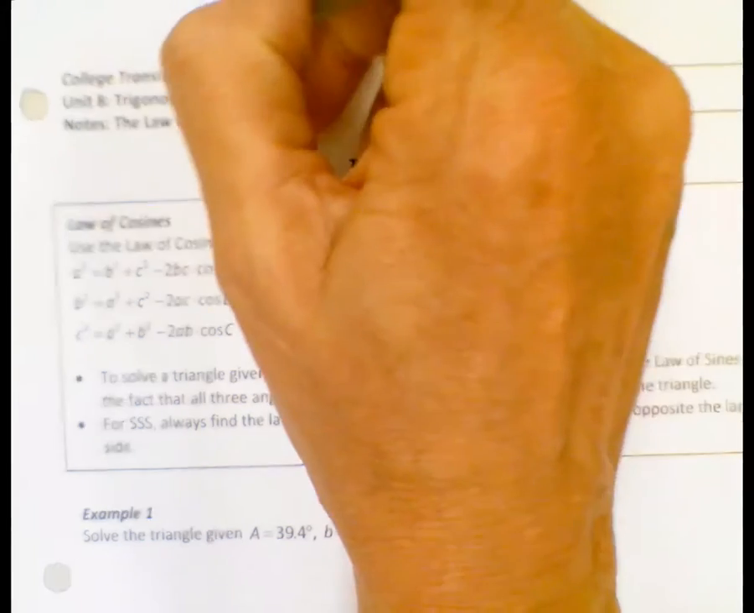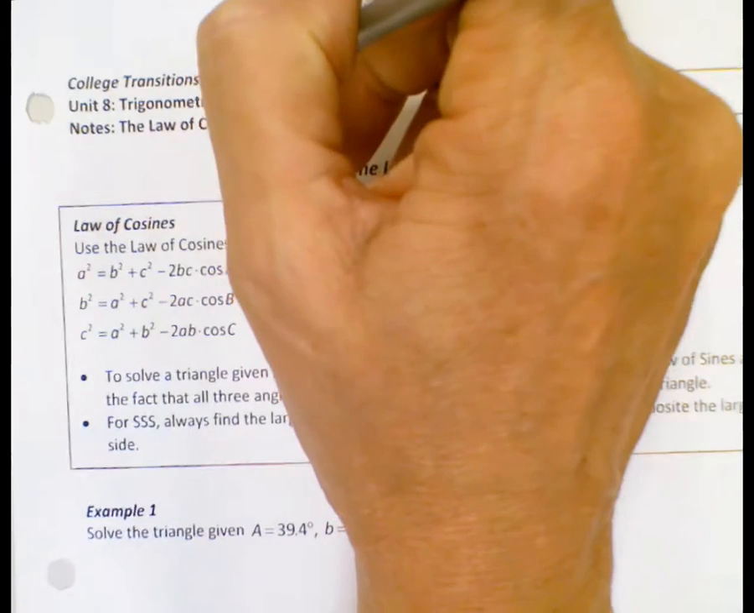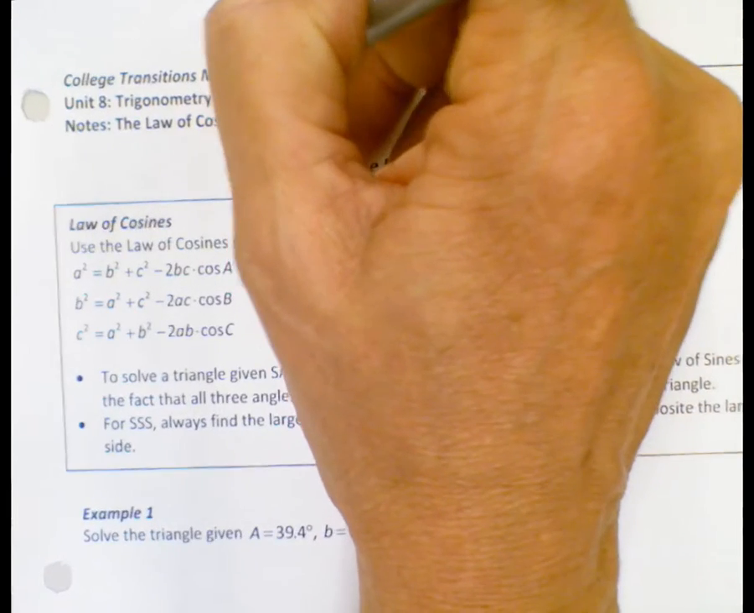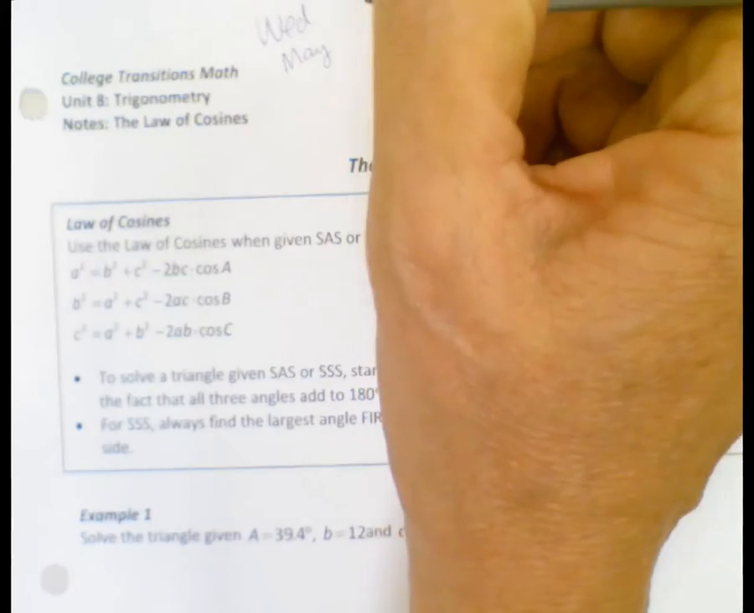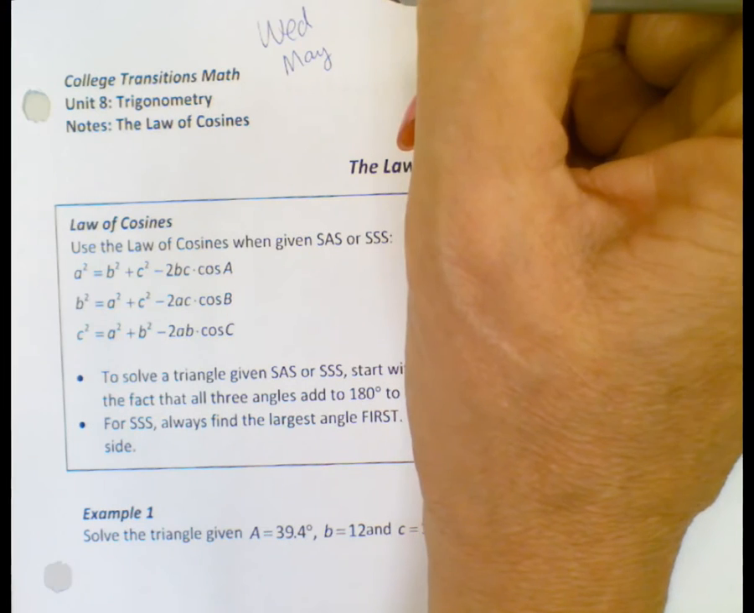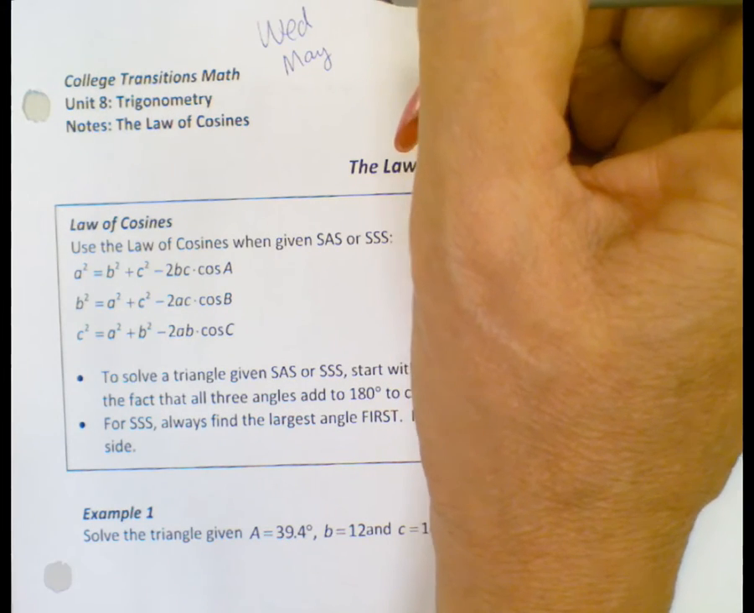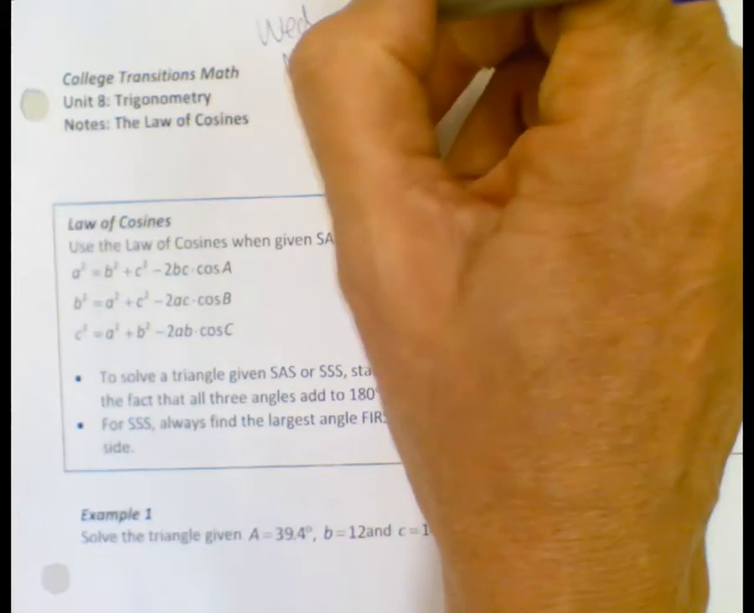Okay, this is Wednesday, what was May 10th? No, was it? That was the 9th. Today's the 10th. Wednesday was the 9th. Okay, so Wednesday, May 9th.